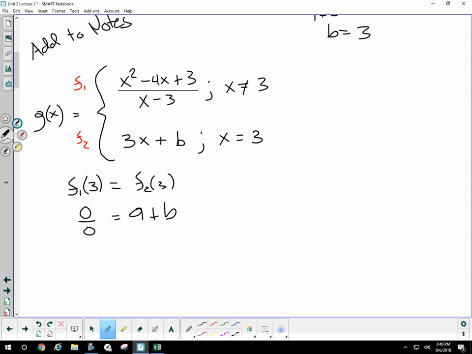Well, if I tried to plug in 3 into the top one and see if it met up with the bottom one, I get 0 over 0 equals 9 plus b. What is that telling me? That this function has a hole at 3. We need this point to fill in the hole, which means finding the function value isn't the way to go about things. Rather, find the limit. See where the location of the hole is, and that will help you. This is a 9. So don't do this, do this.